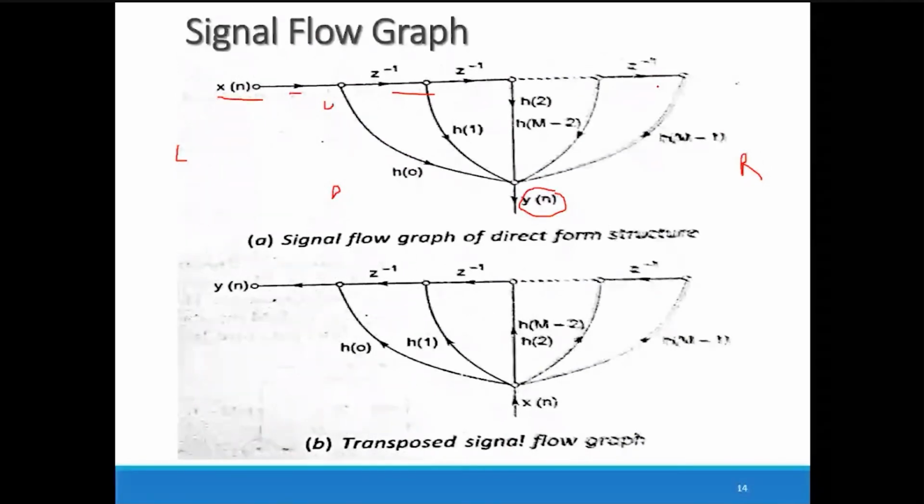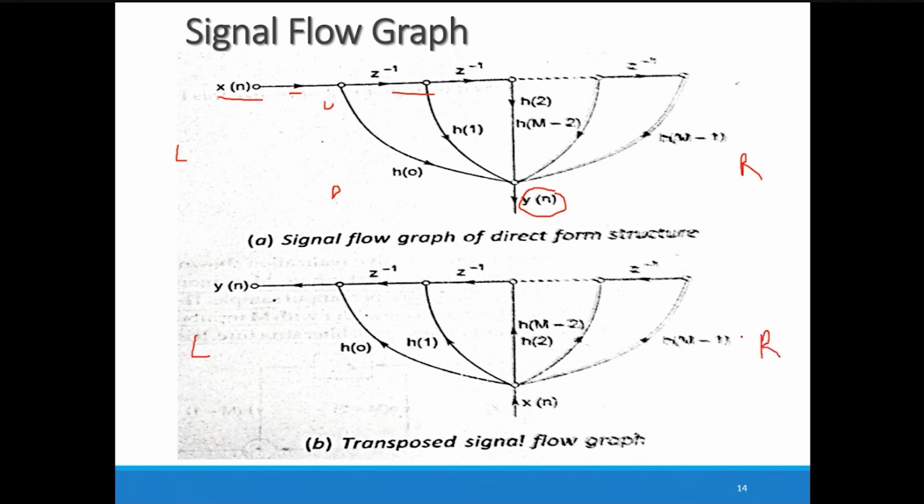To obtain the transpose form structure, this is only another representation of the same equation. We are changing the branch transmittances, reversing their direction. Now whatever horizontal transition, that is now from right to left, and the vertical transitions that were up to down are changed to down to up. You can notice the changes here.